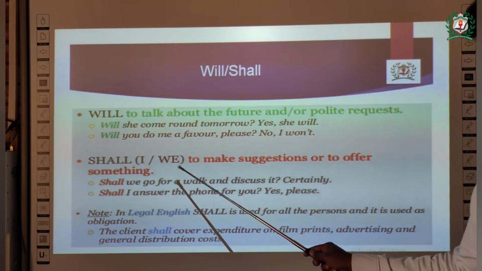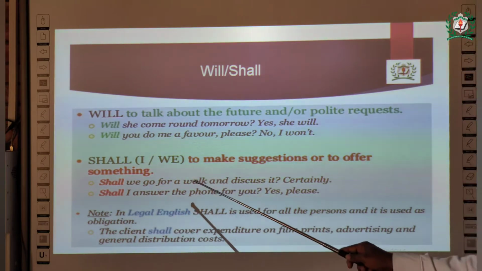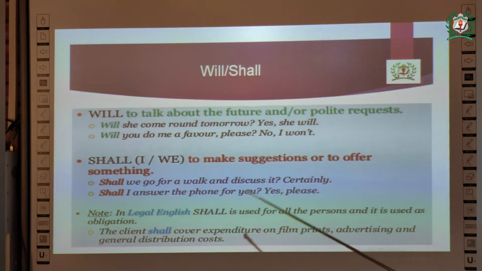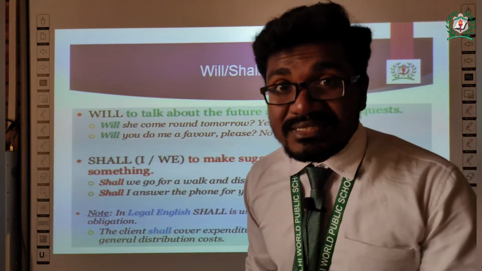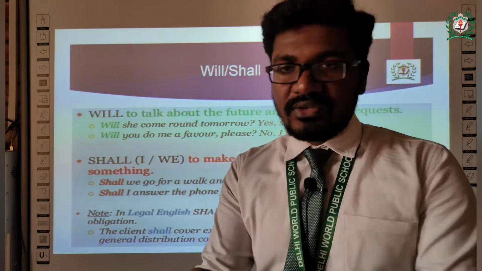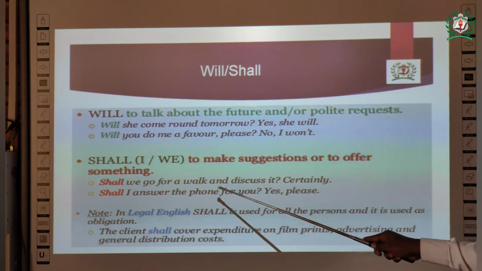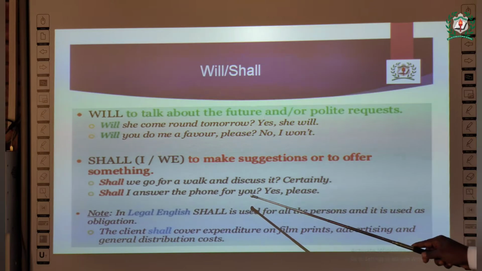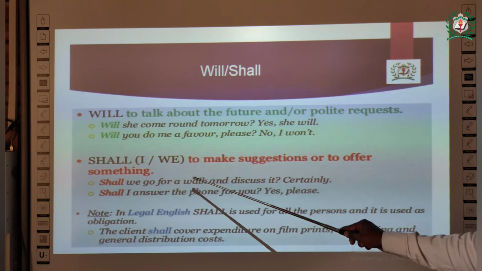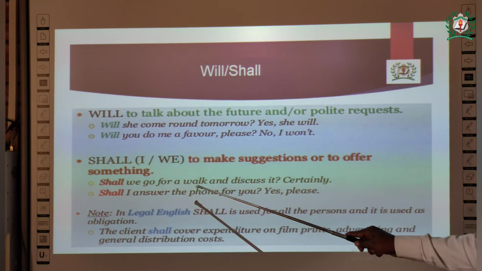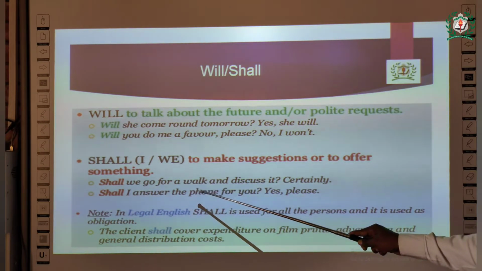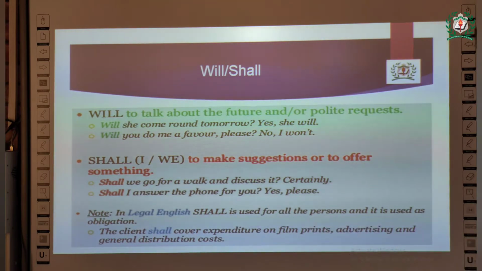Shall can come with I or we, that is first person singular and plural, to make suggestions or to offer something. If you want to give some suggestions or offer something, you use shall. Shall we go for a walk and discuss it? Certainly. Shall I answer the phone for you? Yes, please. So we can say it is an offer, and also a suggestion is being given.